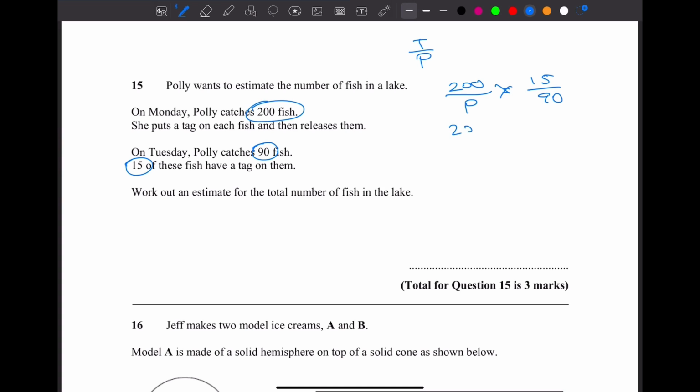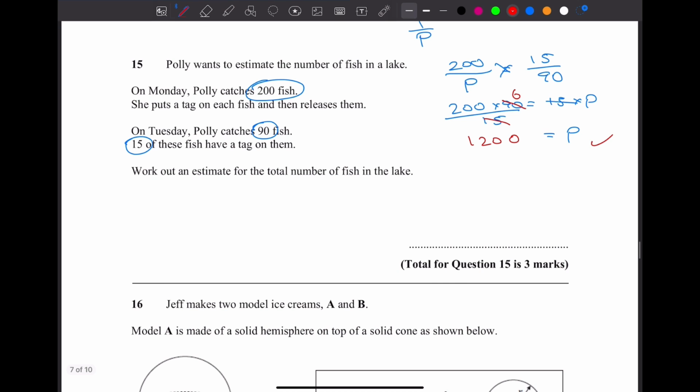Cross multiply: 200 times 90 equals 15 times P. Divide by 15 on that side. P will give you what? Think about this. 90 can be divided by 15. That makes it 6. 200 times 6, 1200. There you go. You can type it in a calculator. But remember, what is the assumption? None of the tags fell off, no new fish were born and no fish died. And if tags fell off, remember, it's always going to be an overestimation.